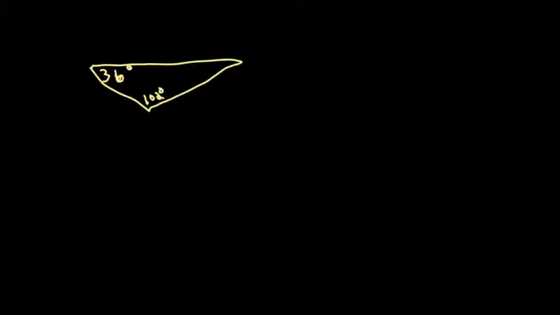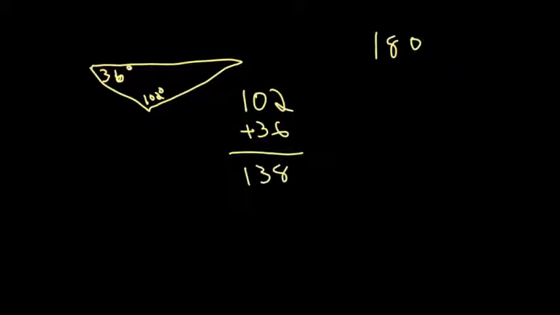Alright, if we have a scalene triangle and we need to find that third angle, so we know one is 36, one is 102. They have to add up to 180. Well, let's figure out what angles we already have. So we have 102 and 36, so I'm going to add those up and get 138. And to find my missing one, I'm just going to subtract the 138 from 180. So borrow, I get 2 and 4. So that missing angle is going to be 42 degrees.